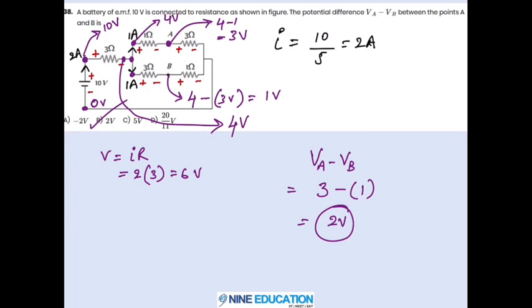What if I take this as 0 volt or this as 0 volt? You can take any point as 0 volt and the answer will be the same, because this answer is not an absolute potential. It is the difference in potentials between 2 points. Therefore, it will always remain 2 volt. Wherever the reference is, the potential difference across 2 points in a circuit will remain the same.